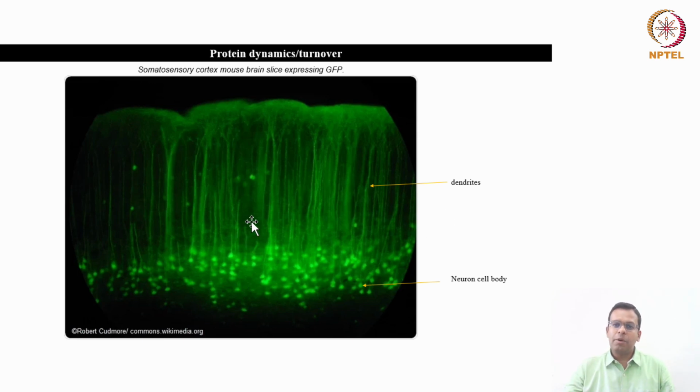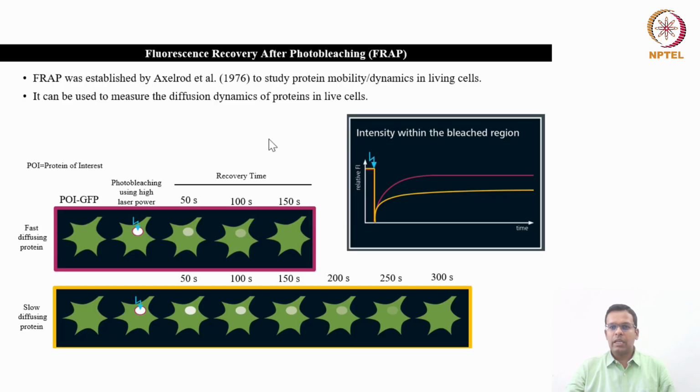So to get an idea about the dynamicity of the proteins, we need certain methods by which we can actually quantify the protein dynamics. So today we'll see one such method, known as fluorescence recovery after photobleaching, or FRAP analysis. This FRAP analysis was established by Axelrod in 1976 to study protein mobility or dynamics in living cells. The methods that we'll discuss today for studying protein dynamics are mostly for live cells, and the FRET that we'll discuss at the end. FRET is used even in fixed cells as well. But let us focus on this FRAP analysis first.